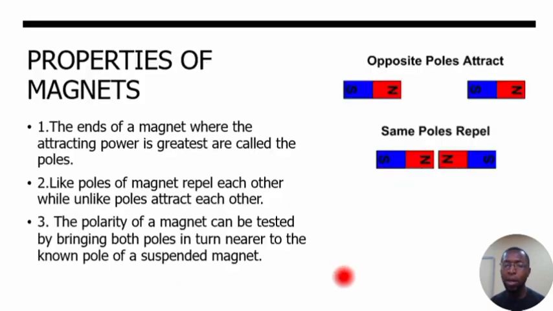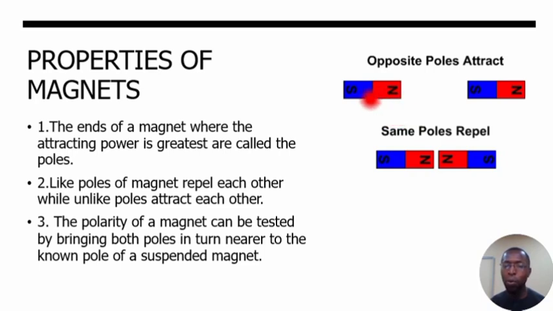Okay, now let's talk about the properties of magnets. First of all, this is a sample of a magnet. The end of a magnet has two poles that are known as the north pole, represented with capital N, and the south pole.